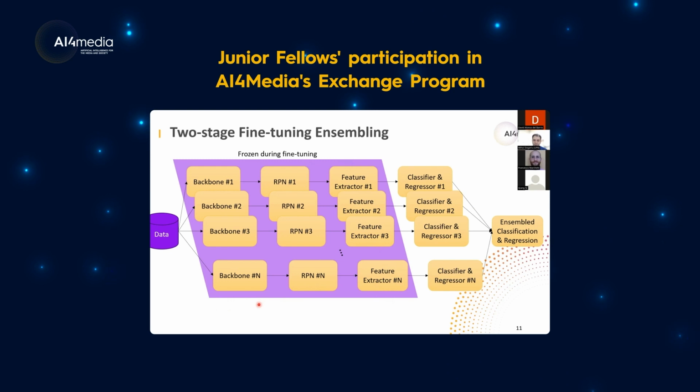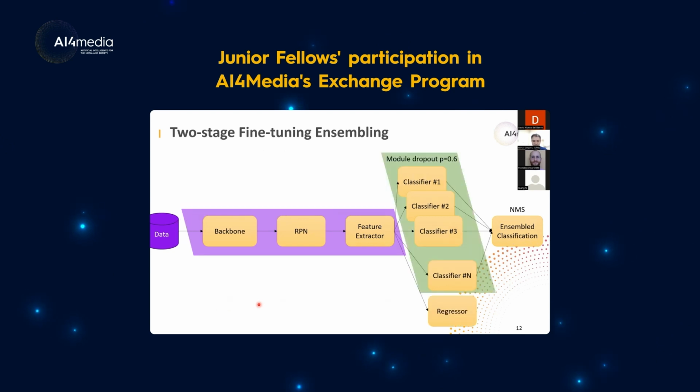So our idea was to drop all these N modules and keep only one of them. So we kept only one common backbone, region proposal network, and feature extractor, which is the frozen part during the fine-tuning. And then we performed the ensembling only in the classifier area. So we put N classifiers in parallel.